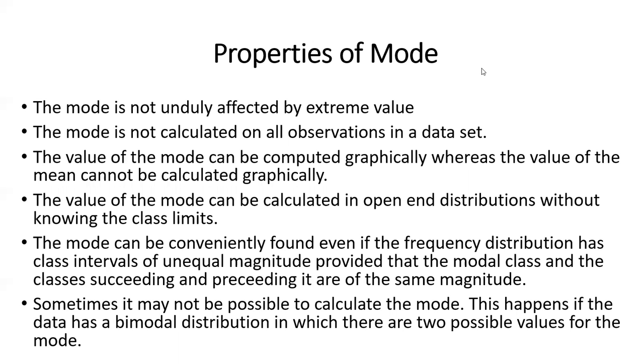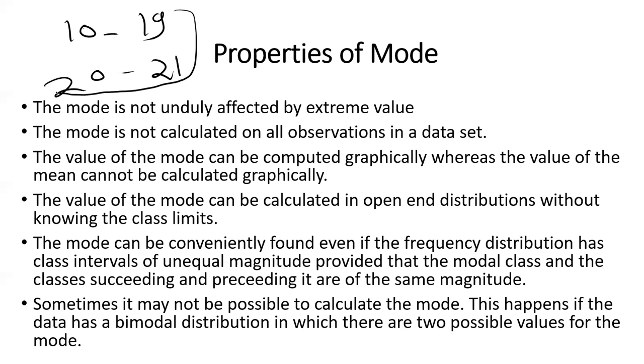Then the mode can be conveniently found even if the frequency distribution has class intervals of unequal magnitude, provided that the modal class and the classes succeeding and preceding it are of the same magnitude. What it is trying to say is, suppose there are classes like 10 to 12, 10 to 19, 20 to 21; in this case also you don't need to arrange this in closed-ended frequencies. Here also, using open interval data, you can determine the mode.